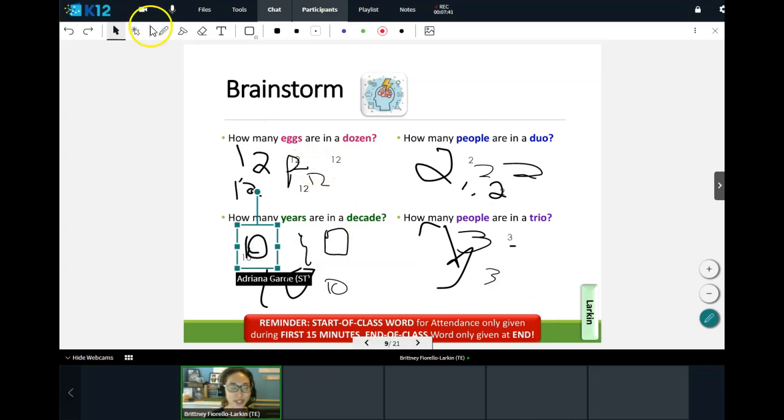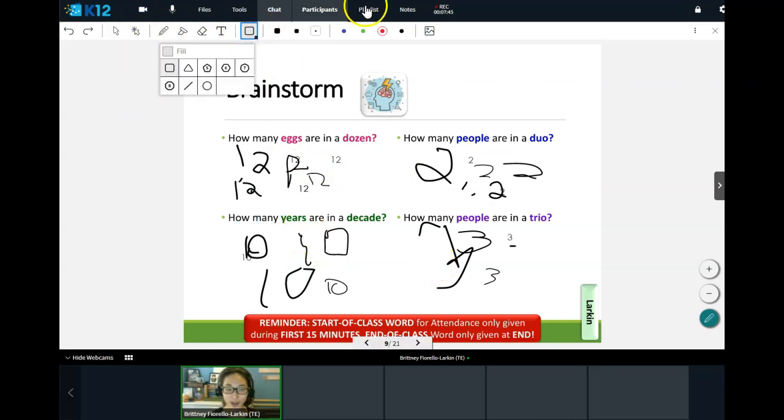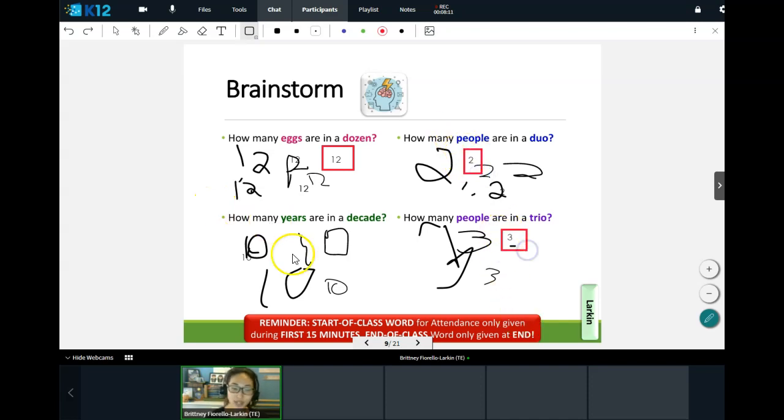All right, let me go ahead and pause those tools. Let's go over this. I saw tons of participation in the chat, but let's also go over it up on the board. How many eggs are in a dozen? You are absolutely correct. There are 12 eggs in a dozen. There are also 12 donuts in a dozen, and 12 cats in a dozen, and 12 elephants in a dozen. So it does not actually matter what you're talking about. If you say dozen, you know it means 12. Same thing with duo. There can be two people in a duo, 2 dogs in a duo, 2 cats in a duo, 2 elephants in a duo. Does not matter. A duo means 2, a trio means 3, and a decade will mean 10.